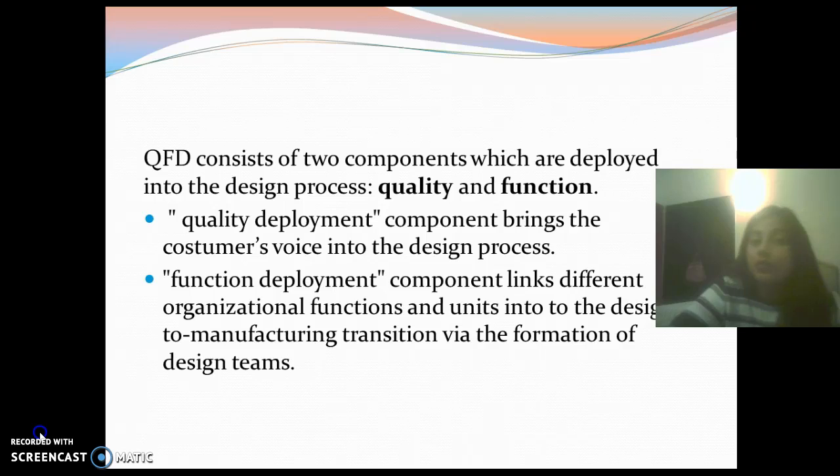Now it consists of two parts. The first is the quality deployment, which consists of bringing the customer's voice into the design process, and the second is the function deployment. It links different organizational functions and units into the design to manufacturing transition via the formation of design teams. Like I said, they integrate everything and make sure that the voice of the customer is heard and the product is available.